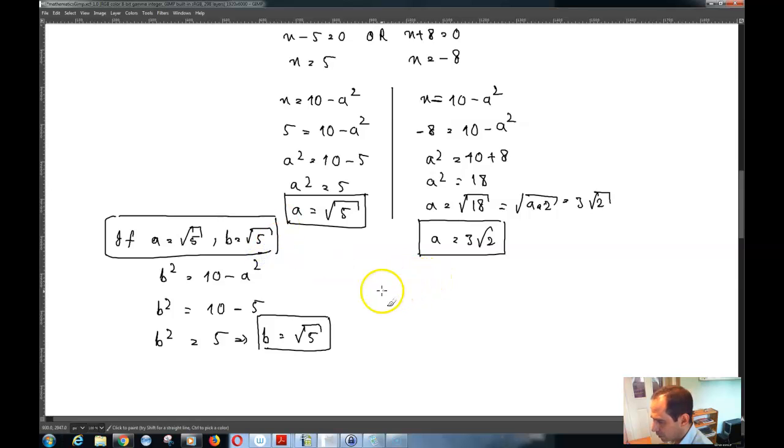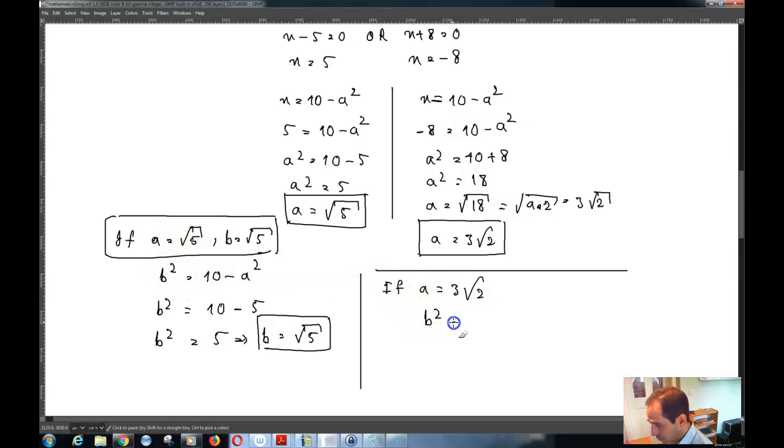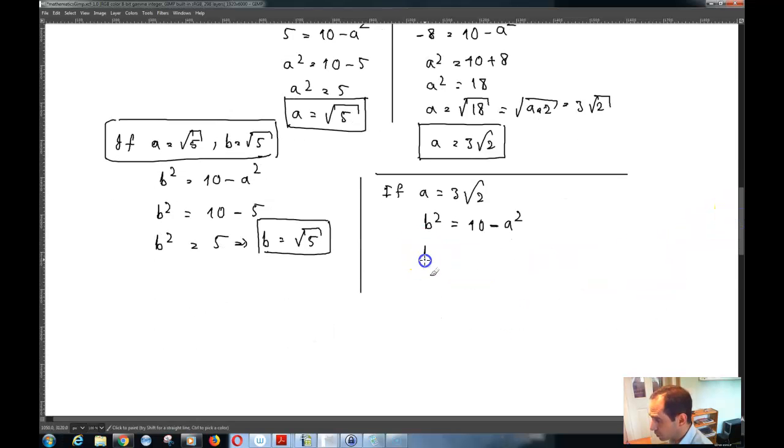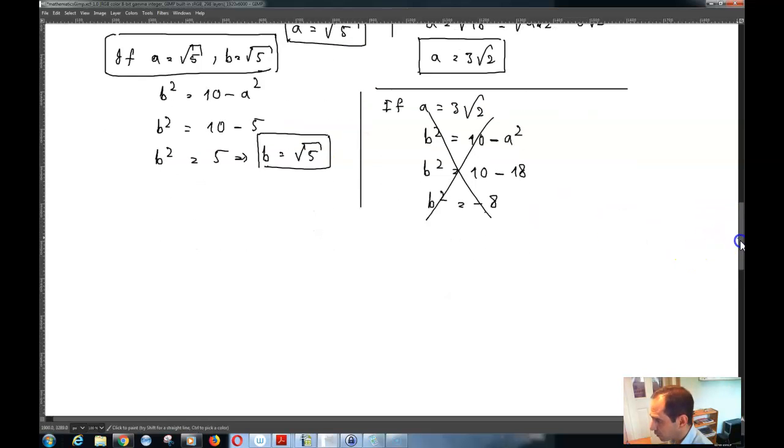And if a is equal to 3 square root of 2, then again b squared is equal to 10 minus a squared. So b squared is equal to 10 minus 18, since a squared is 9 times 2, which is 18, which is basically b squared is equal to negative 8, which is not acceptable. So the only answer that I can accept is a square root of 5, b square root of 5.